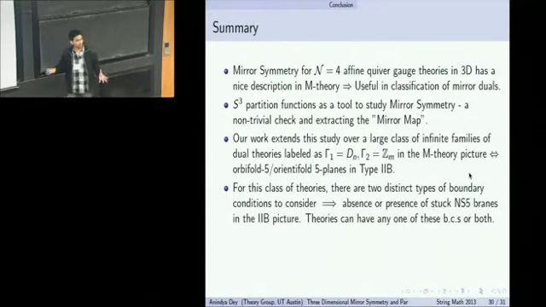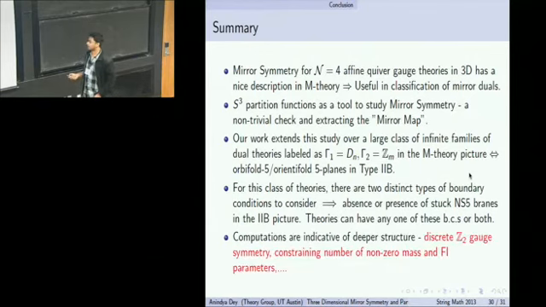It's like a building block that you can use to come up with any quiver that you like. And the computations indicate that there are deeper structures that we do not understand yet. For example, this Z2 discrete gauge symmetry that you need to have in order to make this duality work is something that one would like to understand better from the field theory perspective.